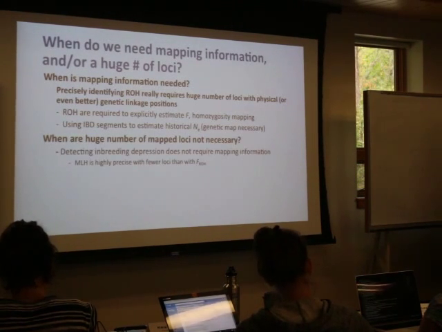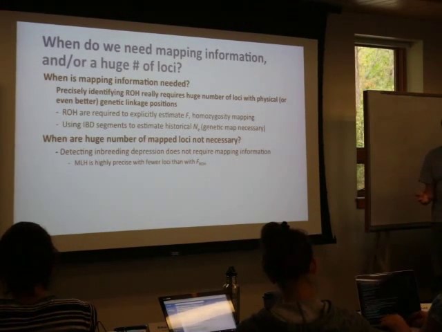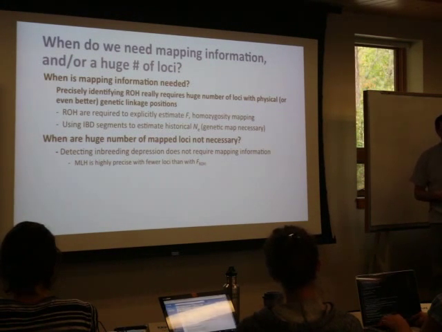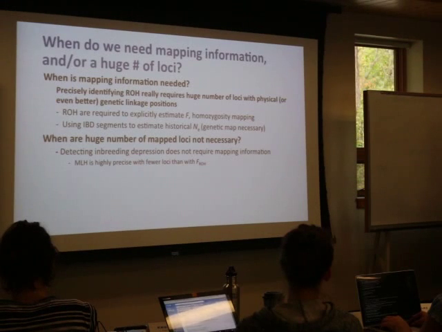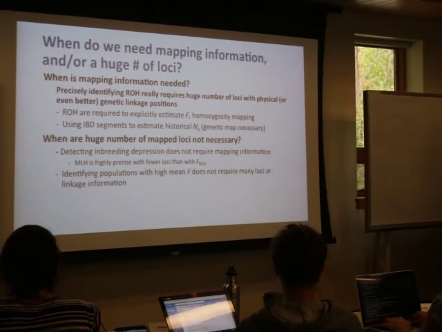So when do we not need large numbers of mapped loci? Simply detecting inbreeding depression does not require mapped loci or genome resequencing. If you have thousands and thousands of loci, even if they're unmapped, multiple locus heterozygosity calculated over that many loci is a really precise estimate of genome-wide heterozygosity, which is an indirect measure of individual inbreeding. And you need far fewer loci than you need when you're trying to detect runs of homozygosity.